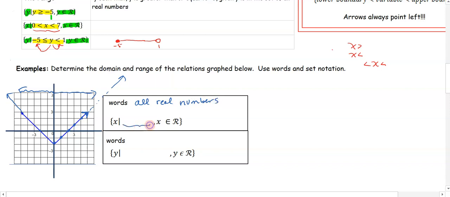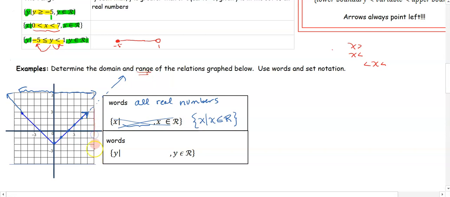So what do I put in here? I don't put anything in there. I just squish that together. So I would say x such that x is in the set of all real numbers. That's it. Whereas my range is my y, what I'm getting.